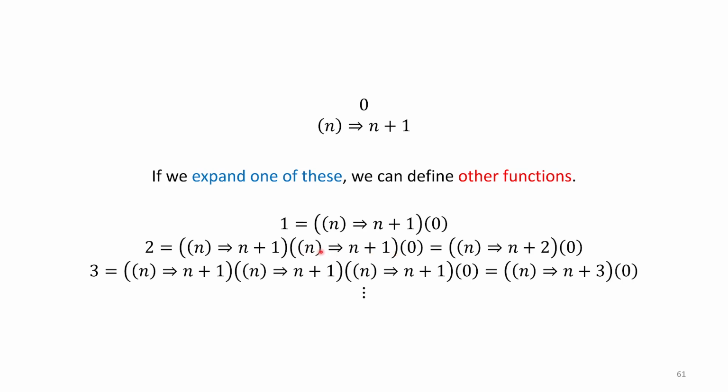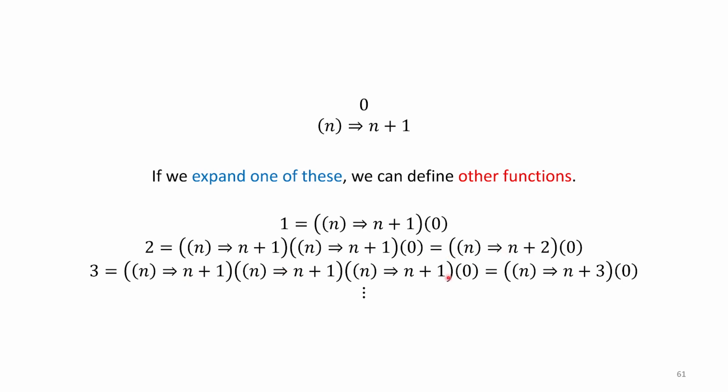Now, the way we did it in our original definition is we said take this and apply it to here, and that will give us 1, and then take this and apply it to the 1, and that will give us 2. But now let's do it the other way, and let's take this function and apply it to this function. What does it give us? It would give us this function, n goes to n plus 2.